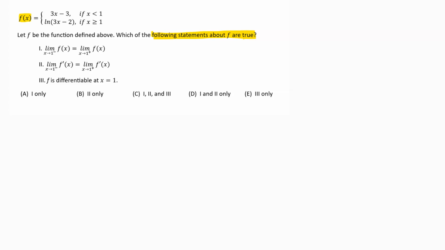So we'll just start at the beginning here and work through each of these little individual pieces and see which ones are true or not. So looking at I right now, it would want to know, is the limit as x approaches 1 from the left of f of x equal to the limit as x approaches 1 from the right of f of x? Well, what we need to do is figure out which equation up above we would want to use for each of those situations.